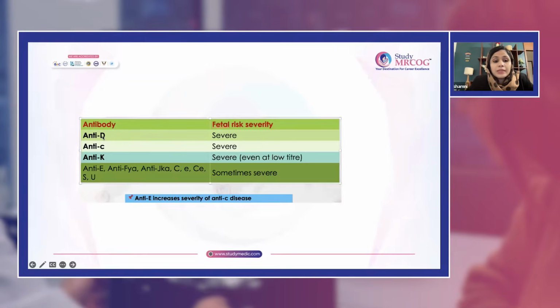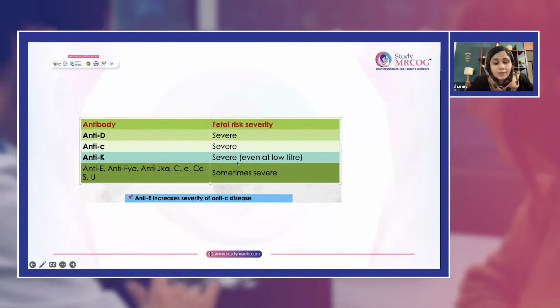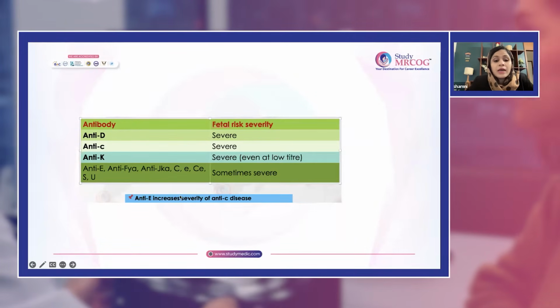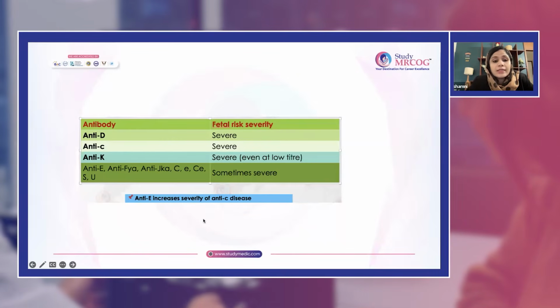So this is very important. Anti-D, anti-C and anti-K are supposed to be very severe. Anti-K, even in low titer, is considered to be very severe. And you should understand that anti-E increases the severity of anti-C disease.